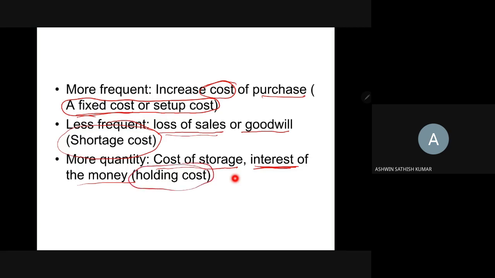Means we have to manage the setup cost, shortage cost, and holding cost in such a way that the total cost must be minimum. Total cost must be minimum.